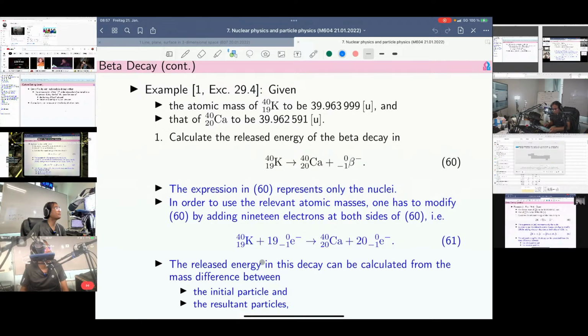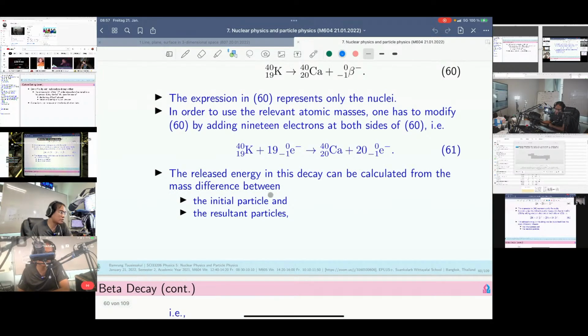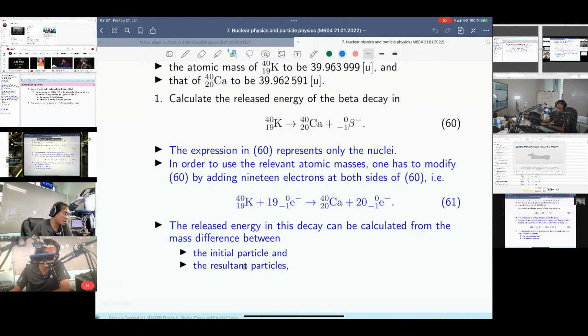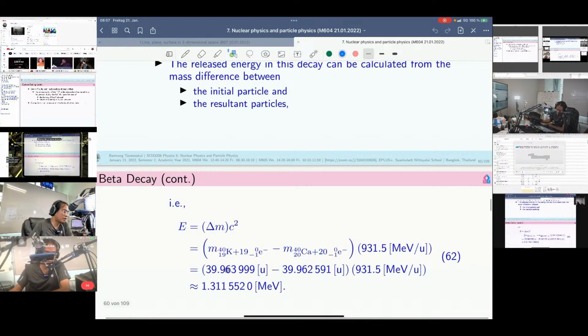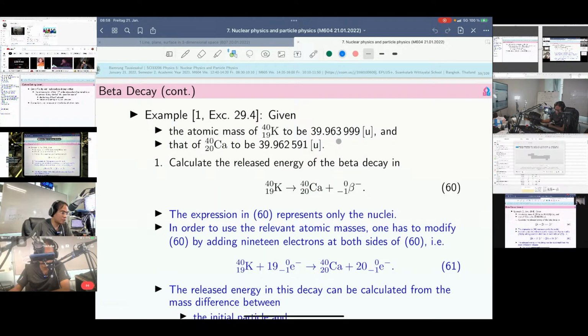We usually use this: the energy can be calculated from the mass difference between the initial particle, which is potassium-40, and the resultant particle, which is calcium-40. We make the subtraction, the mass difference, and you can see that this ends up with 3999, and this one ends up with 2591. So almost 4,000 is greater than 2,600, right? So the mass at the input side is greater than the mass at the output side.